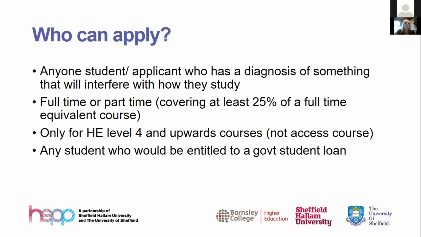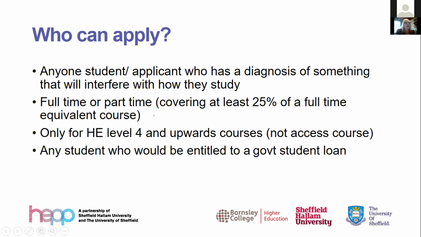The fund is available for full-time and part-time students. If you're part-time, you have to be doing at least 25% of the full-time equivalent. So in other words, perhaps if the full-time course is a year and you're studying it part-time for 2 years, then you can still apply for Disabled Students Allowance. The amounts are still there.